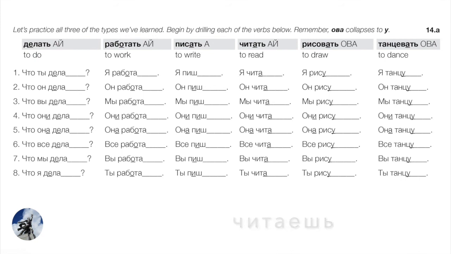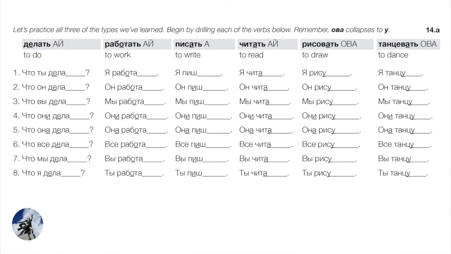Okay, next column, рисовать. There's our new verb, an ova verb. The only trick to an ova verb is that ova becomes u. Я рисую. Он рисует. Мы рисуем. Они рисуют. Она рисует. Все рисуют. Вы рисуете. Ты рисуешь.